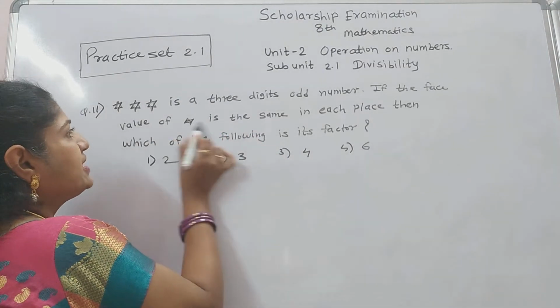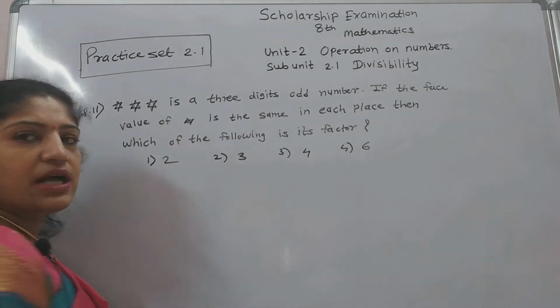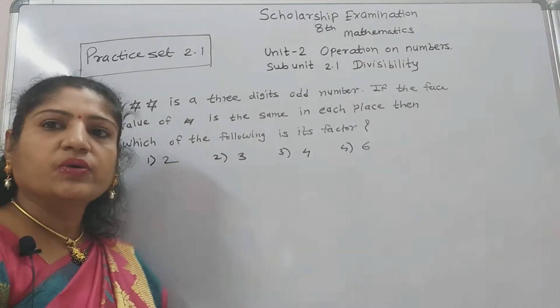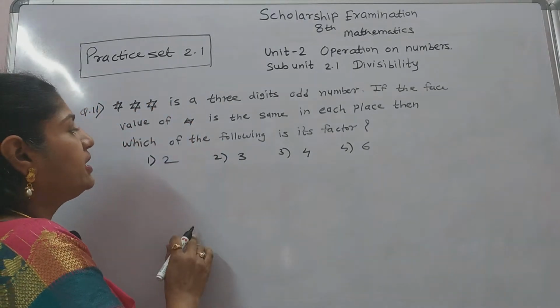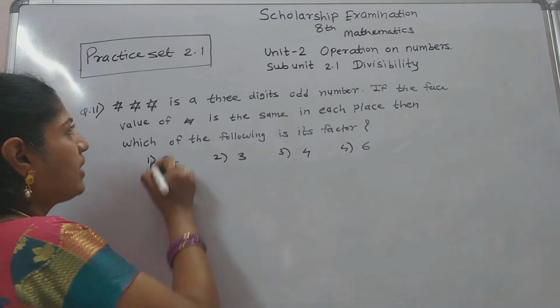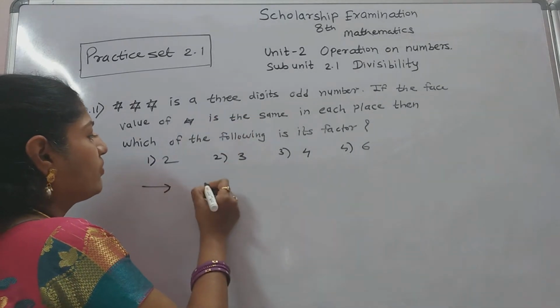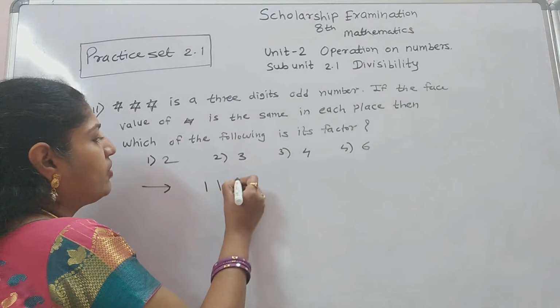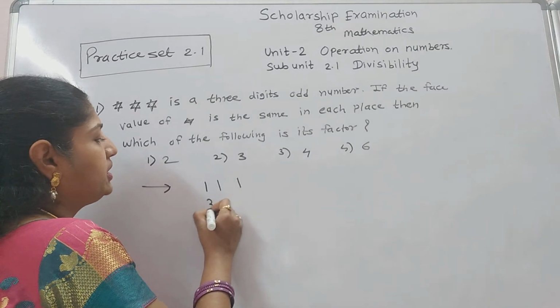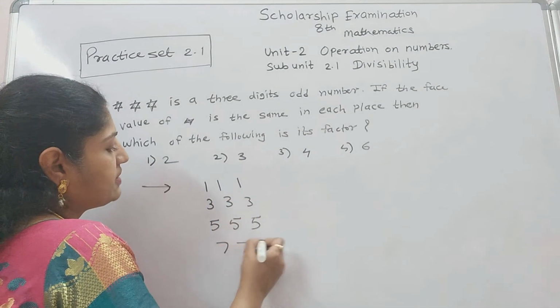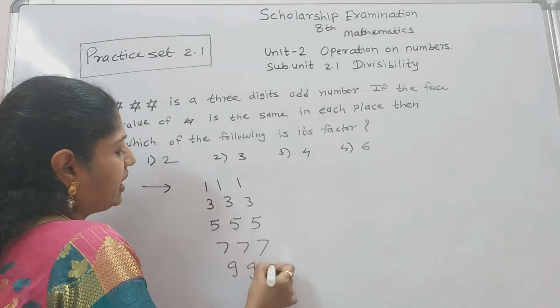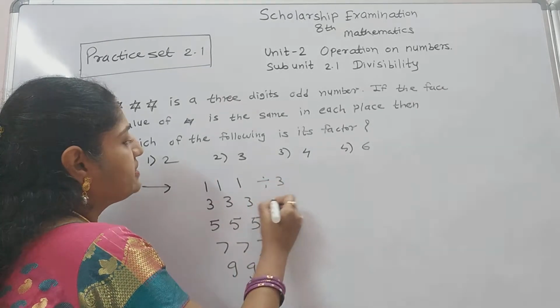Face value is the same, that is all the digits are equal. Face value means the same value. So all the digits are equal and it is an odd number. For example, star may be 111, 333, 555, 777 or 999. And all these numbers are divisible by 3.